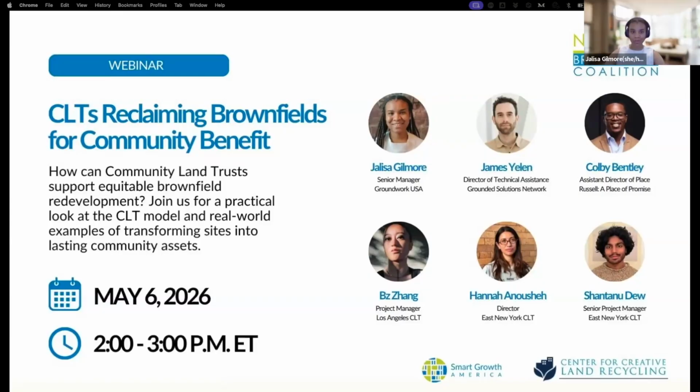Then we'll have Colby Bentley, who's the Assistant Director of Place at Russell, a Place of Promise, a community land trust focused on building Black wealth through investment without displacement, and the founder of Bentley Capital Ventures. Born and raised in West Louisville and shaped by his experience growing up in affordable housing, Colby brings both lived experience and technical expertise to his work in equitable development, housing strategy, and community ownership.